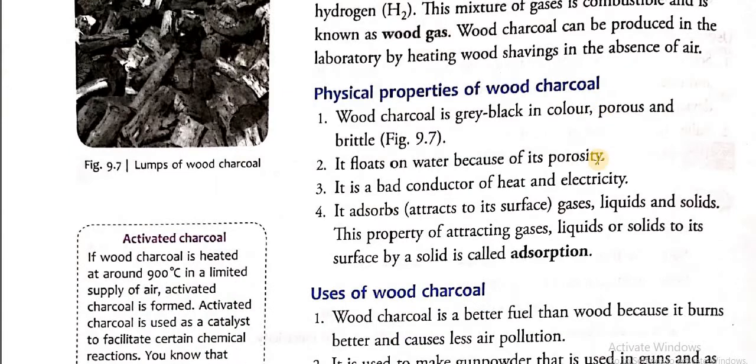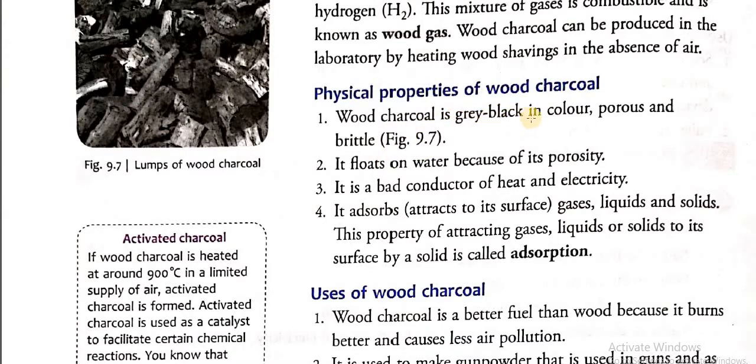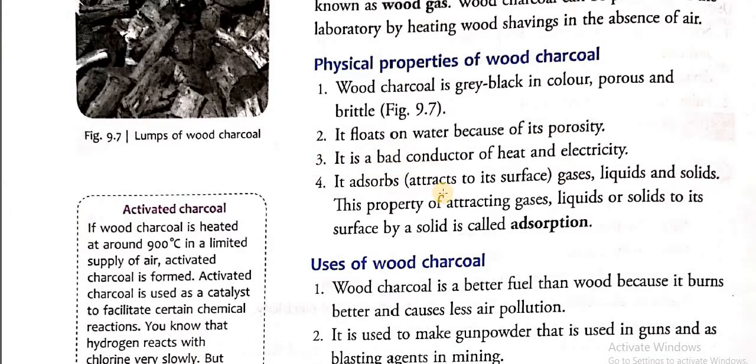Now we'll learn the physical properties of wood charcoal. This diagram shows lumps of wood charcoal, which we can find at our home as well as in the market. Number 1. Wood charcoal is grey-black in color, porous and brittle. Porous means they can absorb water, and brittle means they can be easily broken. Number 2. It floats on water because of its porosity.